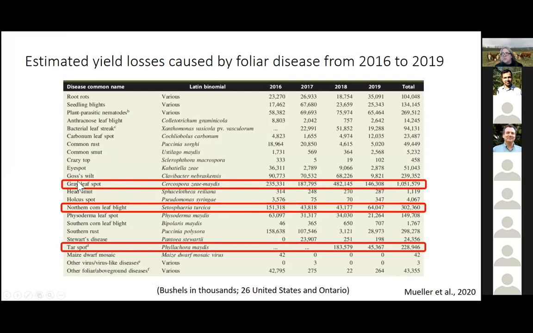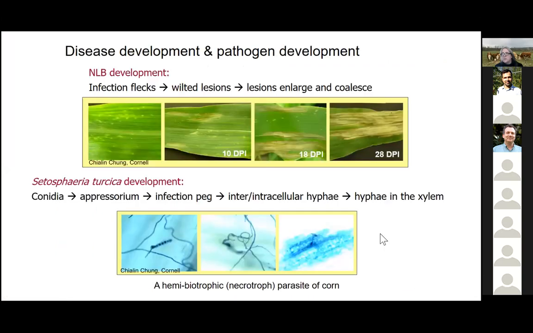And a lot of that is due to very susceptible germplasm that's been growing. And tar spot. Tar spot is one that should be keeping people up at night. It's been moving across the Midwest, and this past summer it moved into Western New York. So that's one to keep an eye on. That's going to be a problem.